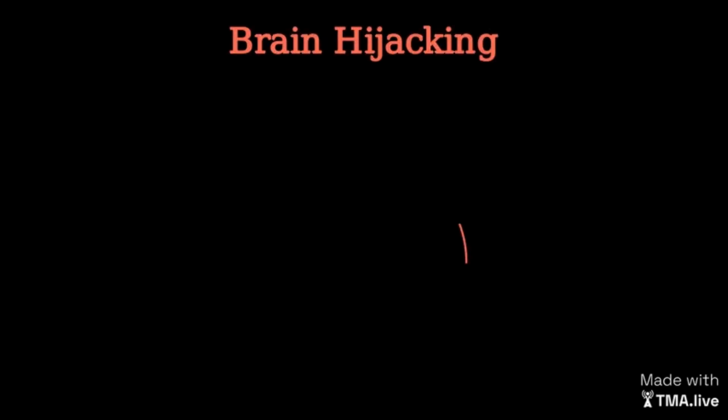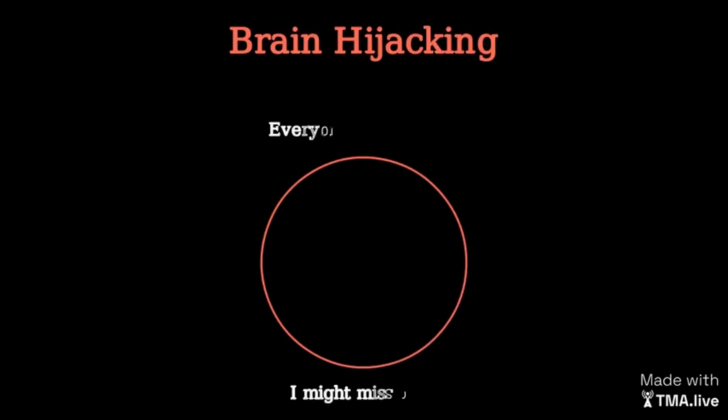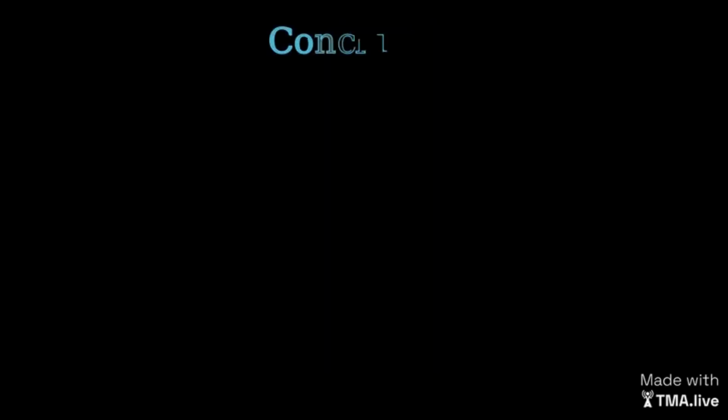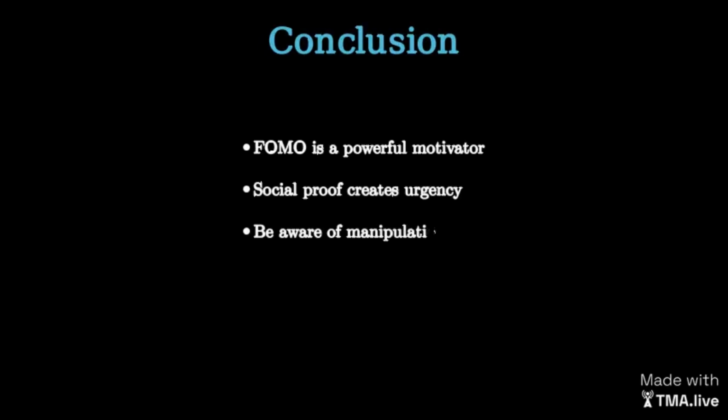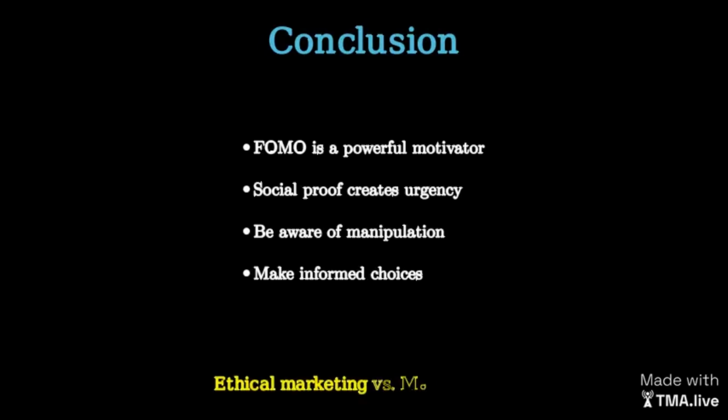In conclusion, FOMO engineering uses social proof to create a sense of urgency and influence our decisions. While these tactics can be effective, it's important to be aware of how they work and make informed choices. We must also consider the ethical implications of using these techniques.